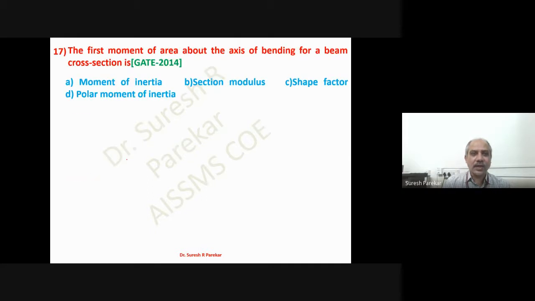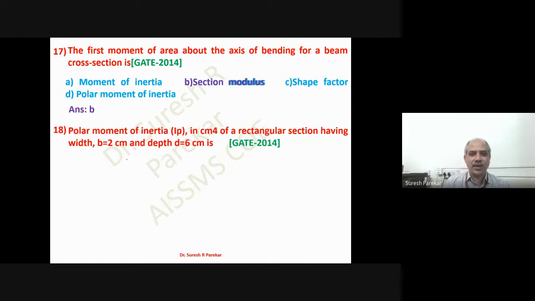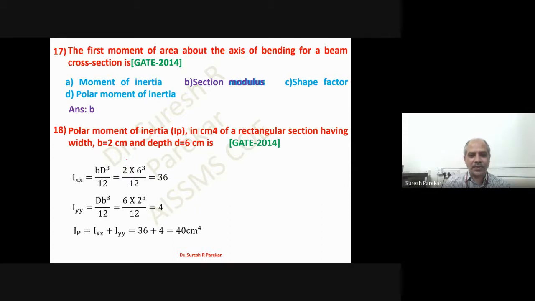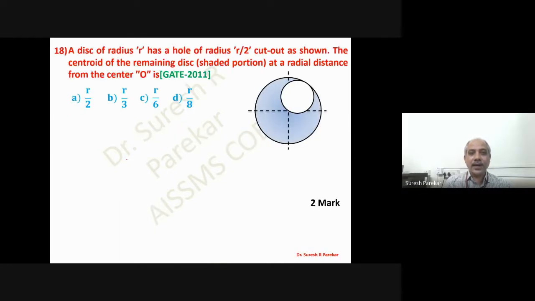C option. Then we have the first moment of area about the axis of bending for a beam cross section is section modulus. Then polar moment of inertia in centimeter 4 of a rectangular section having width is given, depth is given. So we know polar moment of inertia is Ixx plus Iyy. So we will find Ixx, Iyy, and then we will add it, gives us polar moment of inertia, which is 40.